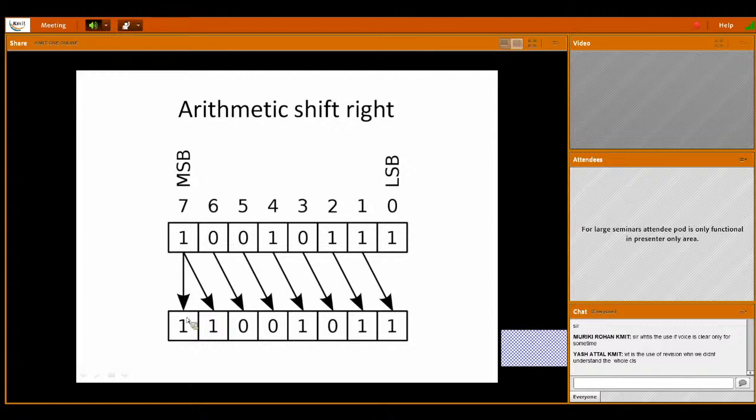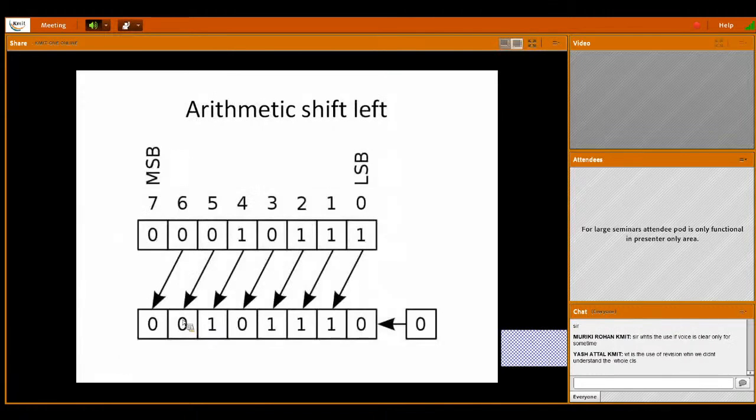If you have a 0 here, you will get a 0. If you have a 1 here, you will get a 1 here. Now, see this. I already told you that the arithmetic shift is used on signed binary data. So always the MSB bit is used for the sign. So just to know the corresponding decimal value of this register, you should not include the 7th bit.